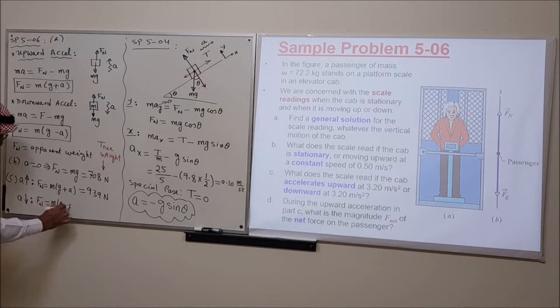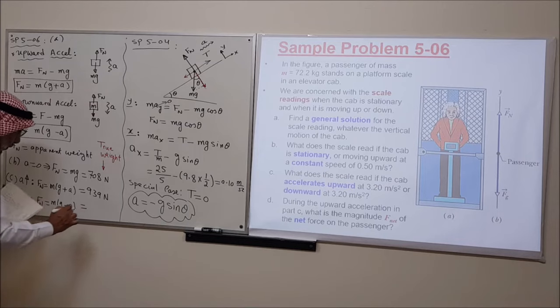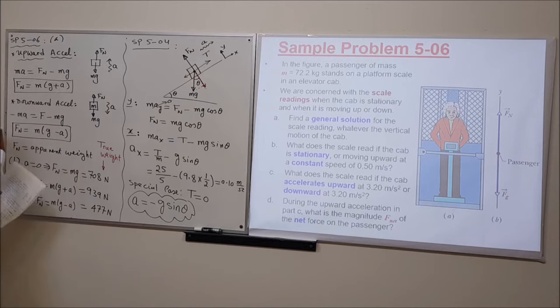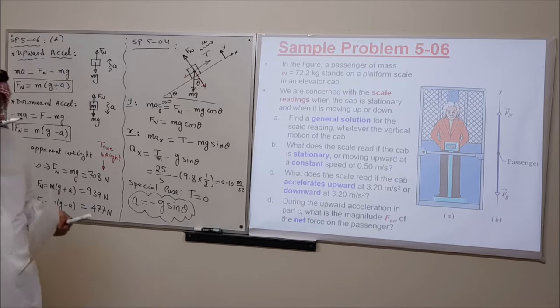If it is accelerating downward, then we will use this equation, okay, Fn is equal to m into g minus a, and that will be equal to 477 newtons. So with upward acceleration, the person feels or appears to be very heavy. With downward acceleration, he appears to be a very light person, and that's the true weight of the object or the person.